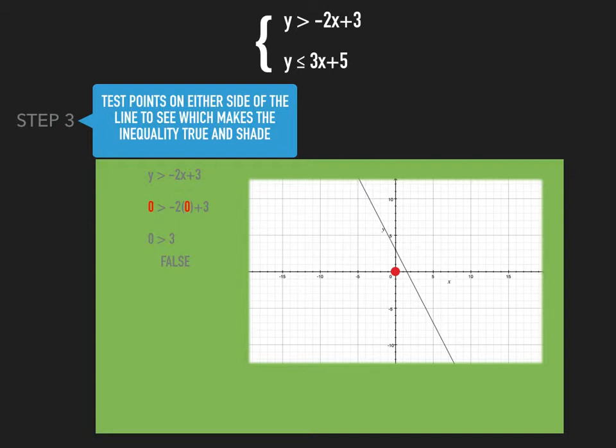So we know the point 0, 0 cannot be shaded. So we know we're going to shade one side of our line. So because the point 0, 0 is false and cannot be shaded, we're going to have to shade the right-hand side of the line.